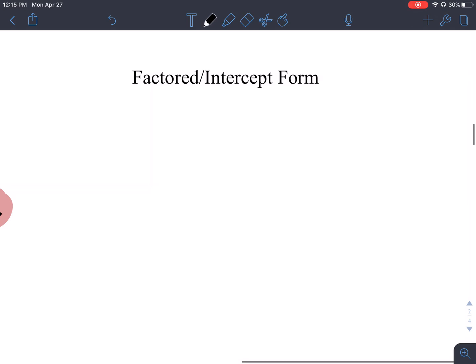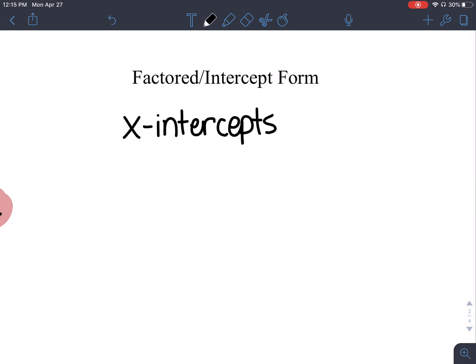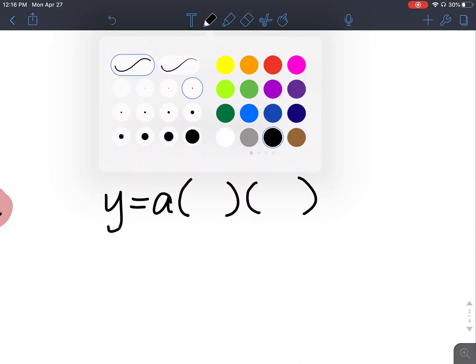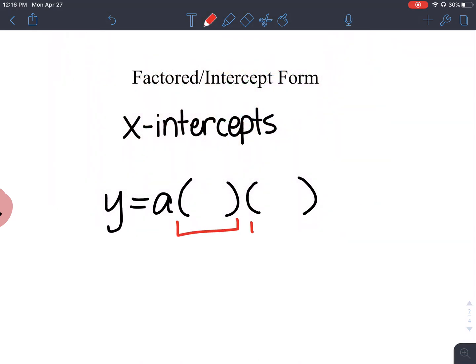And then factored form, which we can also call intercept form. We also call it intercept form because we can see the x-intercepts. So factored form, we actually practiced a whole unit on just factoring, and our goal was to get those two parentheses times each other. And factors just mean what multiplies together, so that's why it's called factored form. And your x-intercepts are found, I'm going to change colors, by just setting your factors equal to 0.